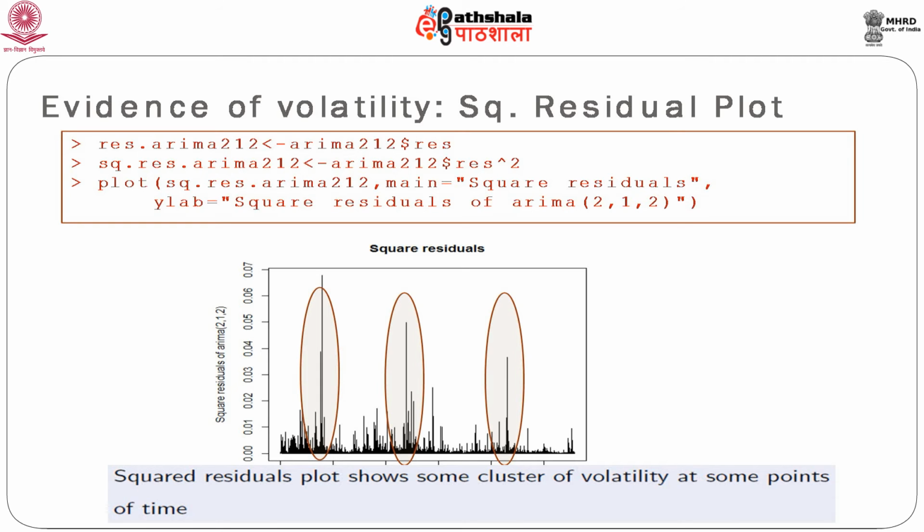That cluster indicates heteroscedasticity in the variance. So the residual variance is not constant. That is strong evidence of volatility. So we should take care of the volatility with alternative models. So here I fit the ARCH model to address this volatility.